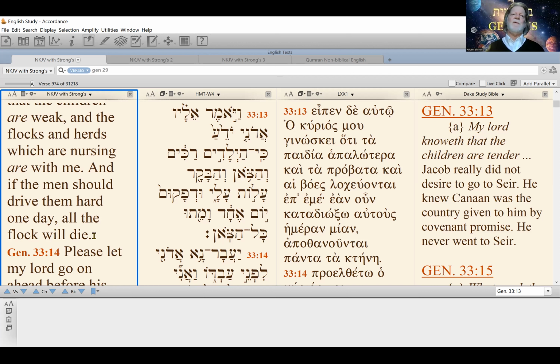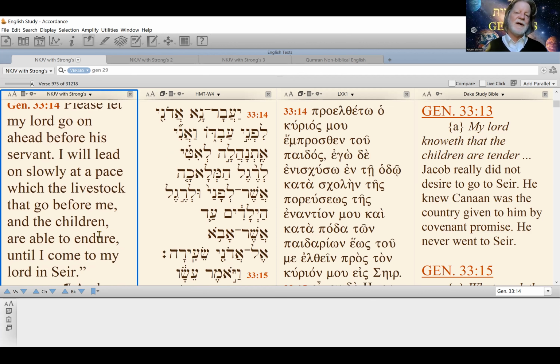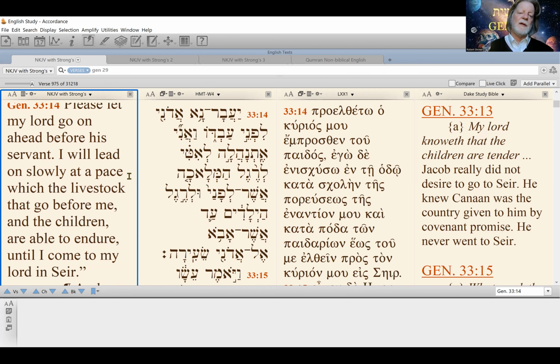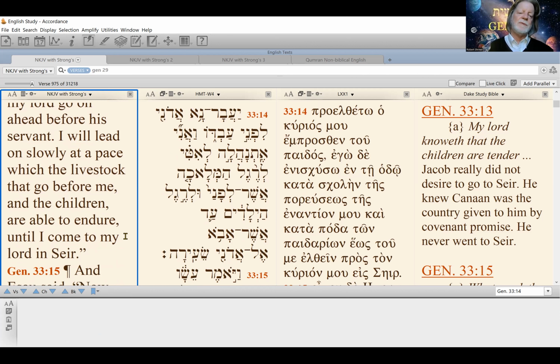Unless he's not a dirty rat and he's telling the truth. And who knows? So maybe Yaakov is not such a bad guy, or maybe he is. You have to decide. Verse 14, "Please let my Lord go on ahead before his servant." So Esau, go on ahead before me. "And I will lead on slowly at a pace which the livestock that go before me and the children are able to endure, until I come to my Lord in Seir," Mount Seir.